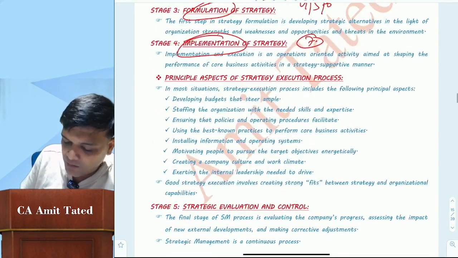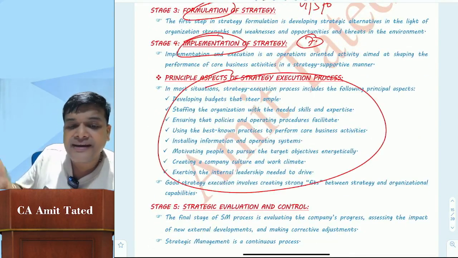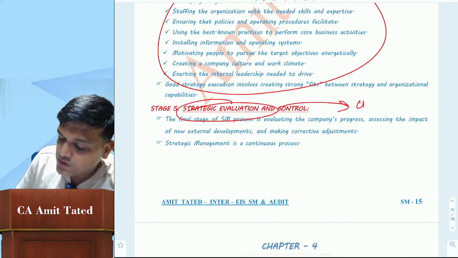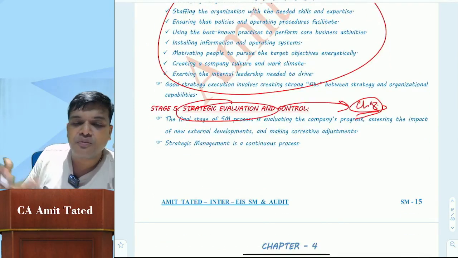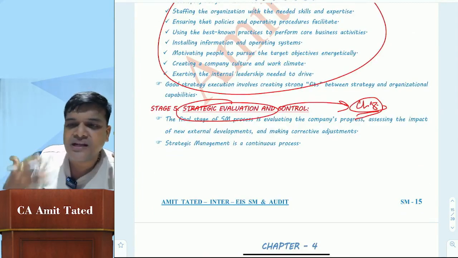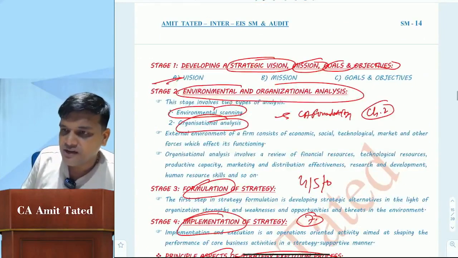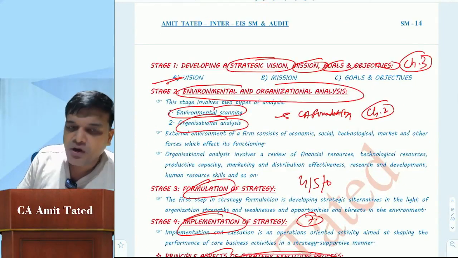This particular point we will leave right now; we'll study it last. And the last point is strategic evaluation and control, which is chapter 8. If you remember BPR, benchmarking and something like that is called control. This is how your chapters are linked. So you studied chapter 3 here. Chapter 3 is your first step of SM.